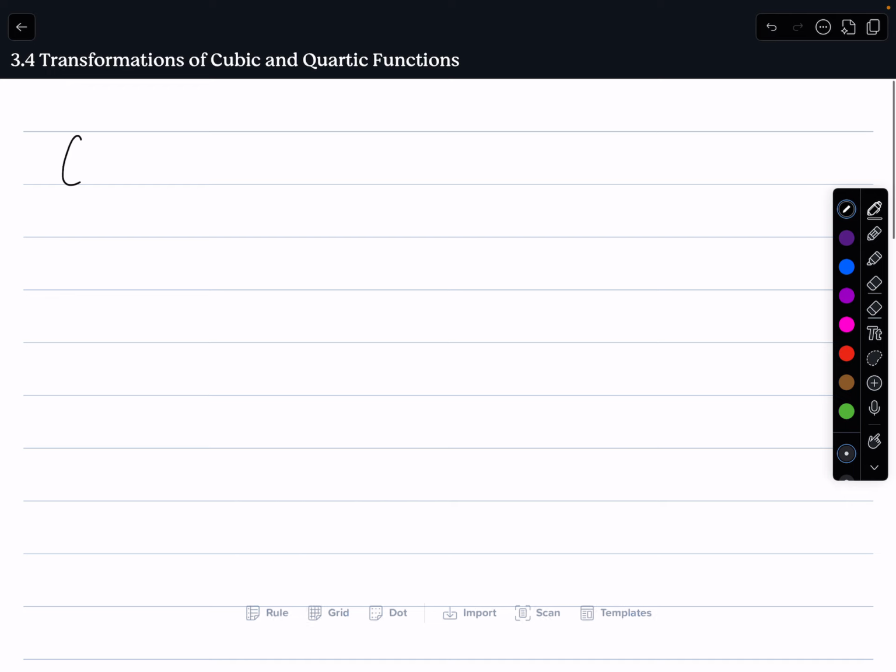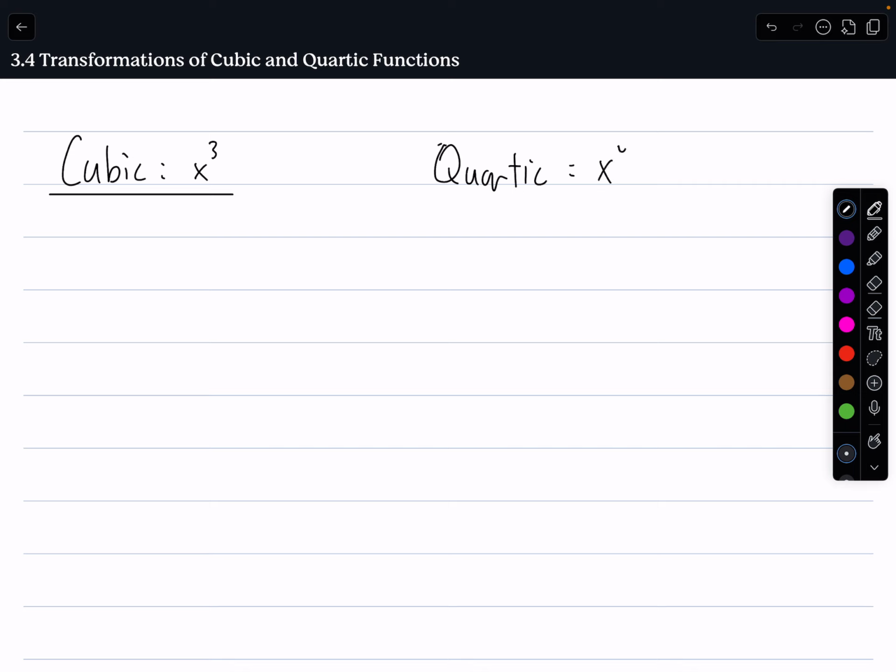A cubic function looks like this, x cubed. So this is the parent function of the cubic. A quartic function is x to the power 4. So one thing we first want to identify is what are the key points of a cubic function and a quartic function. So let's look at the key points.